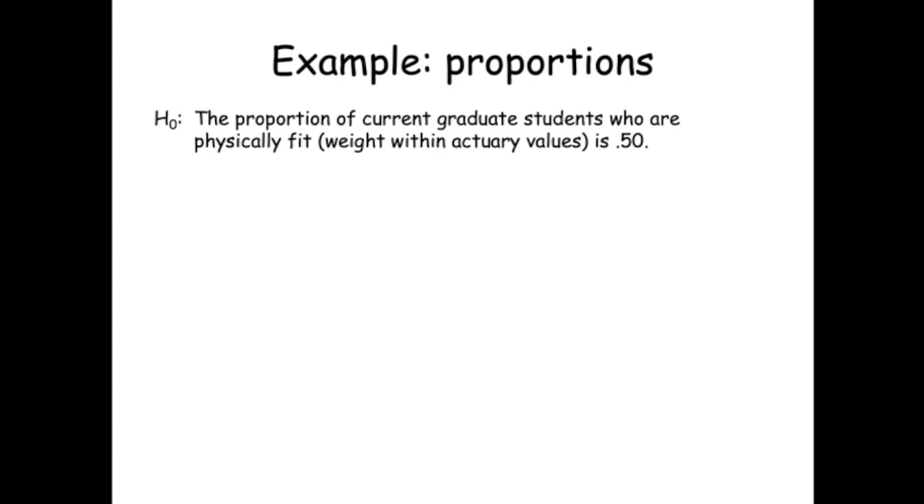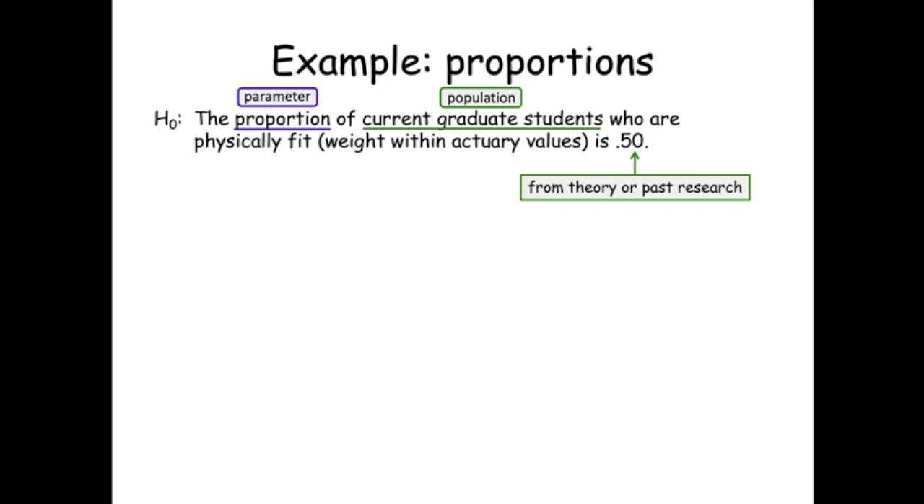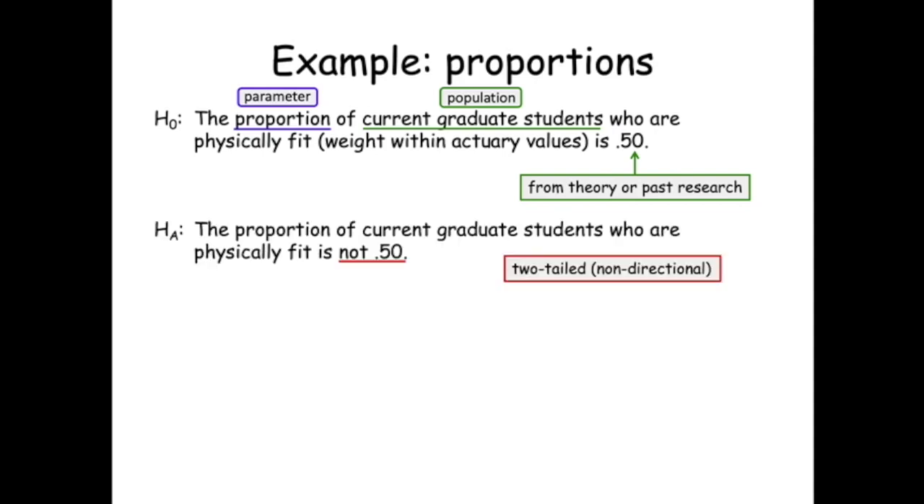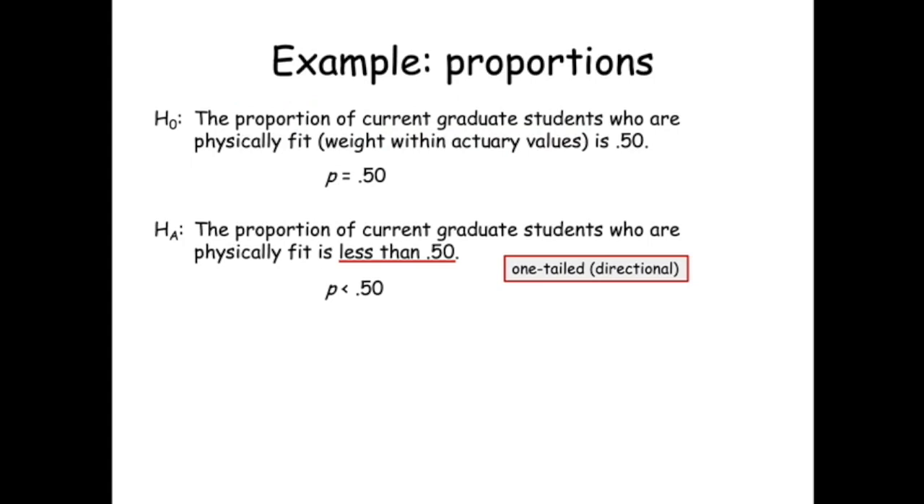Researchers studying the health of graduate students looked at the proportion who are physically fit. The value of 0.5 would be based on theory or previous research. The population is current graduate students, and the parameter is the proportion who are physically fit. The research hypothesis does not indicate an expected direction for the difference, so it is two-tailed. We can also write this in shorthand, using the symbol for the population proportion, p. The research hypothesis would be one-tailed if the researchers expected this proportion to be less than or greater than 0.5.